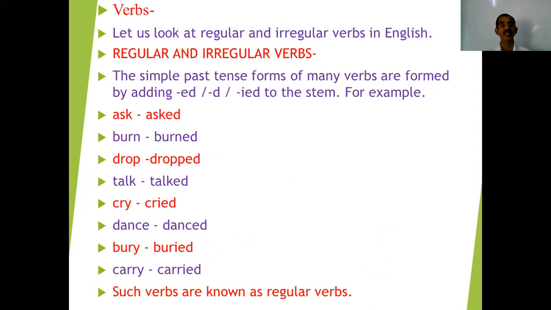Now let us look at regular and irregular verbs in English. Now we have to make the difference between the two. The simple past tense forms of many verbs are formed by adding ed or only d or ied to the stem, that is the root. If we see the examples: ask, asked; burn, burned; drop, dropped; talk, talked; cry, cried; dance, danced; bury, buried; carry, carried. Such verbs are known as regular verbs.